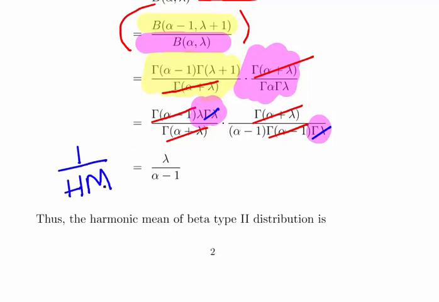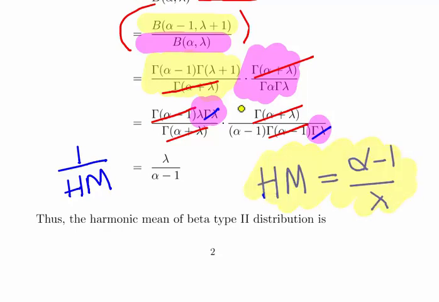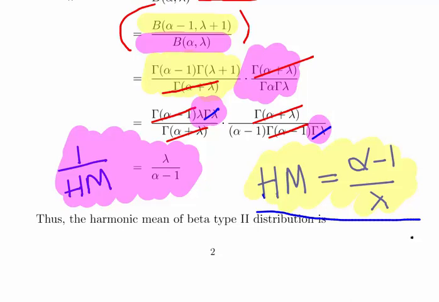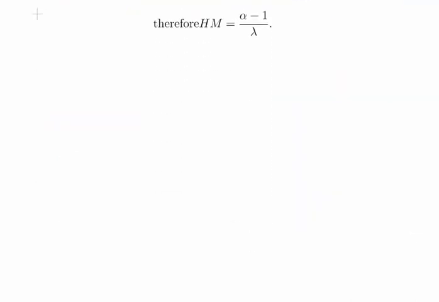Okay, now that's 1 over HM. That's the expected value, so HM, the harmonic mean, is simply the inverse of that. Don't forget that step actually. This is not the answer. This is the answer. Don't forget that last step. Okay, all right, there we go.